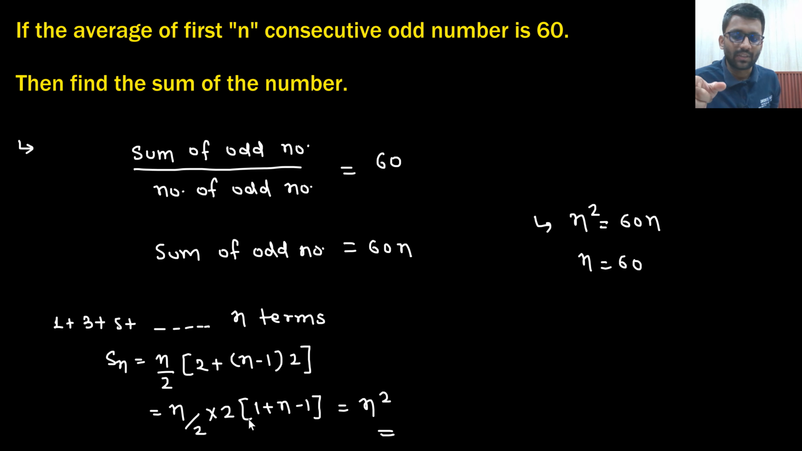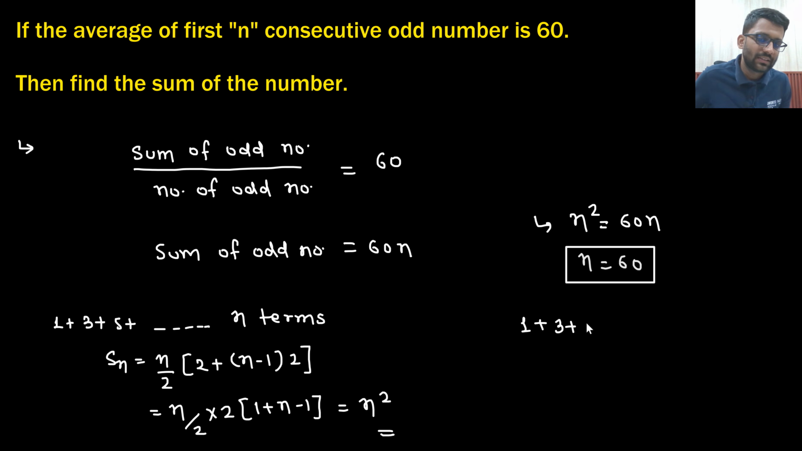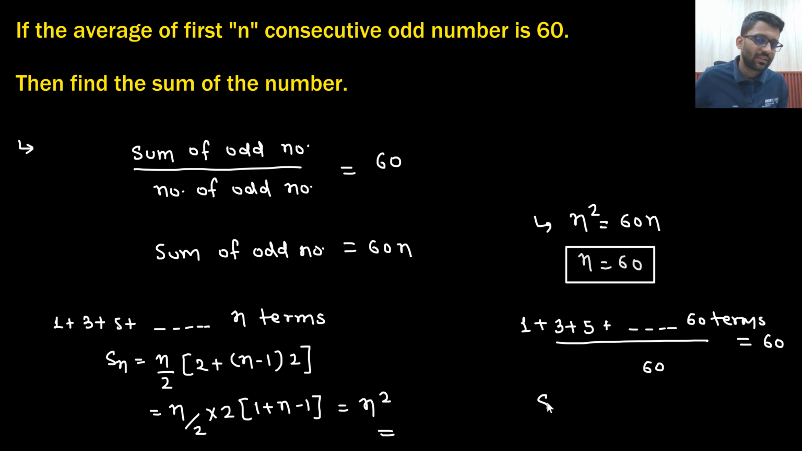Okay, then what is the sum? Like, n is 60. You got to know what they were talking about: the first 60 terms. They were saying that the sum of the first 60 terms, that means 1 plus 3 plus 5 and so on till 60 terms, divided by 60 is equal to 60. Then what will be the sum of these terms? The sum will be equal to 60 into 60, that is equal to 3600. So this is the answer.